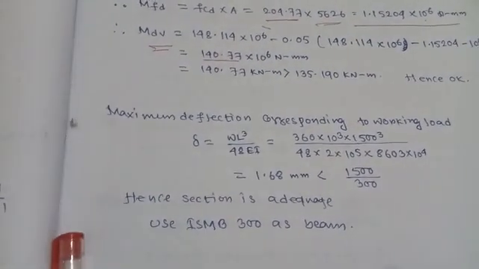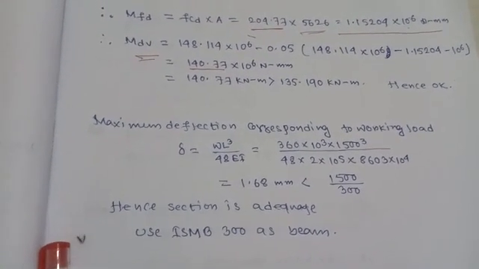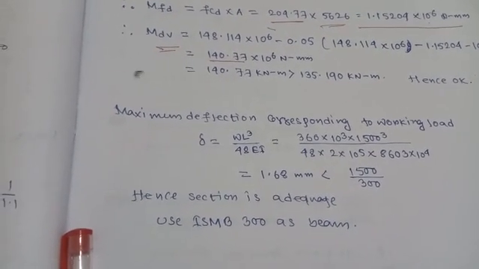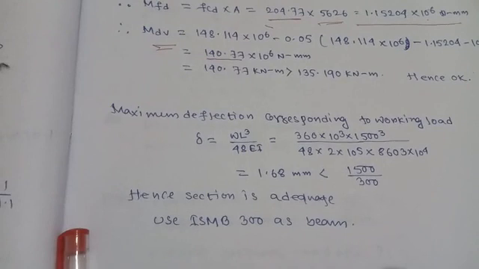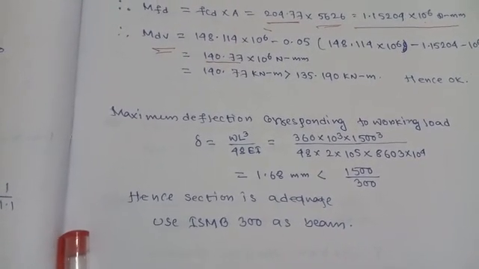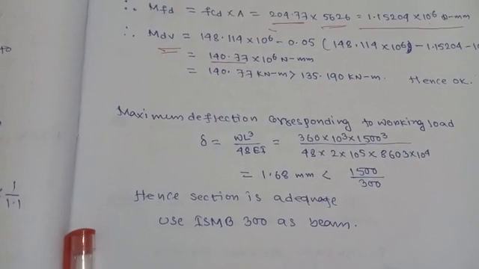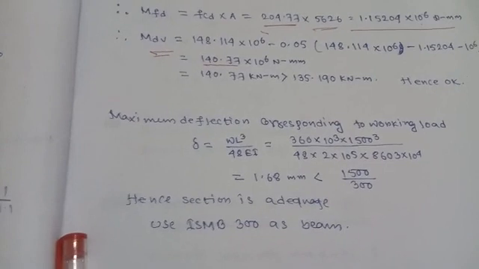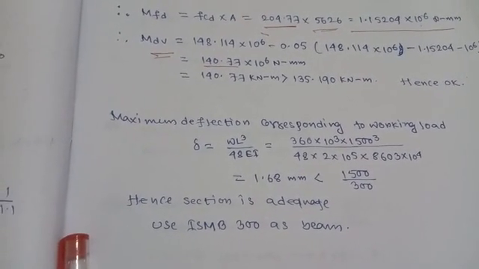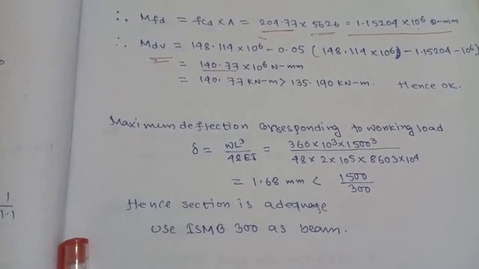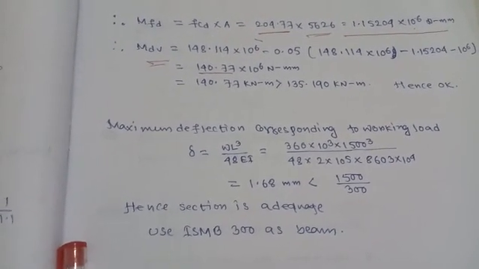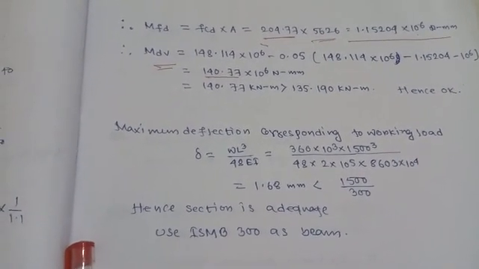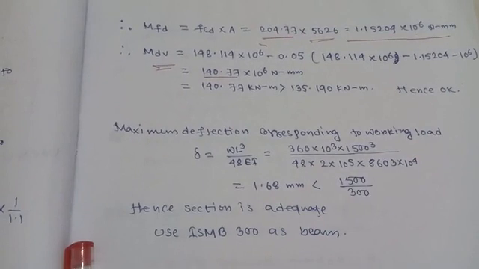Now the maximum deflection corresponding to working load is delta equal to WL cubed by 48 EI. W is 360 into 10 to the 3, L is 1500 cubed, and putting in the values of E and I, we get 1.68 mm, which is less than 1500 by 300.